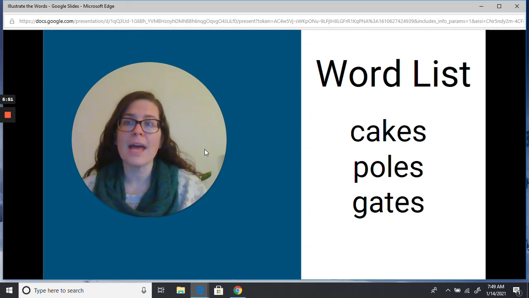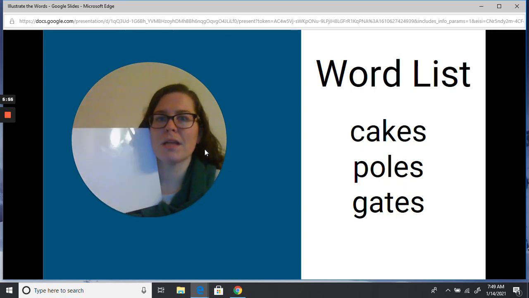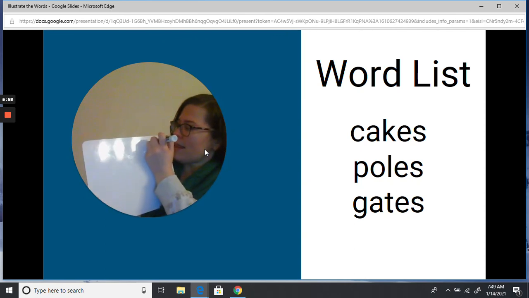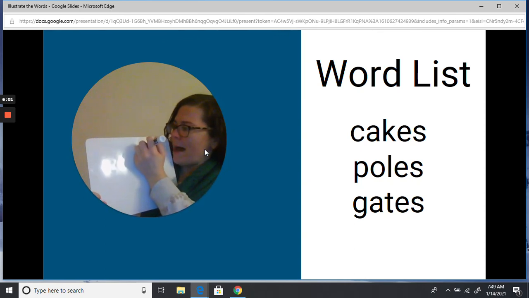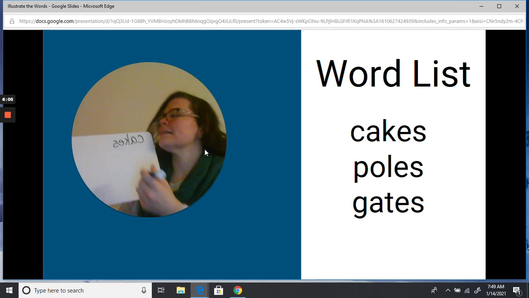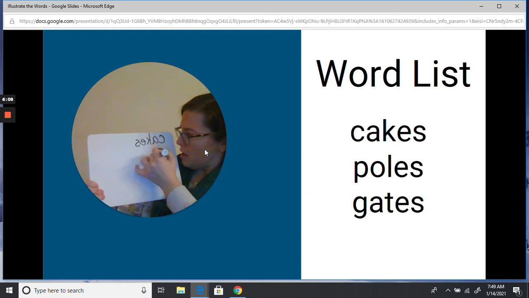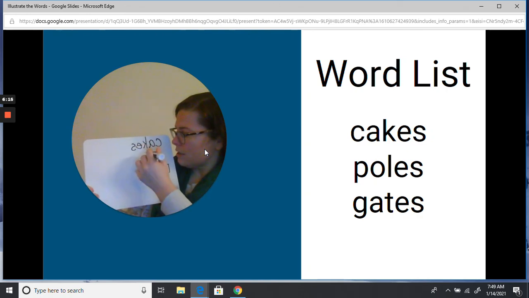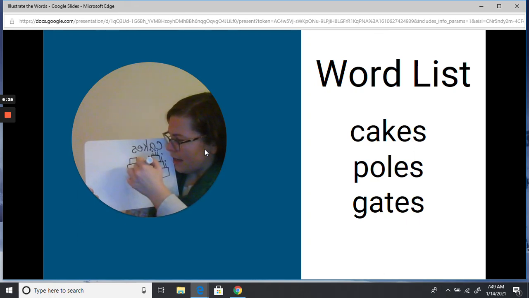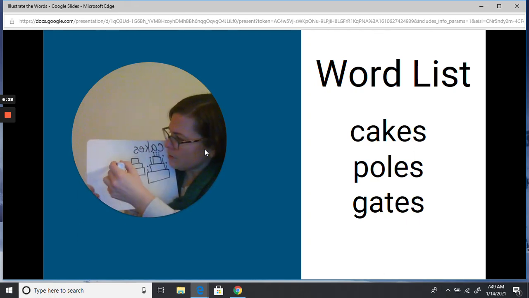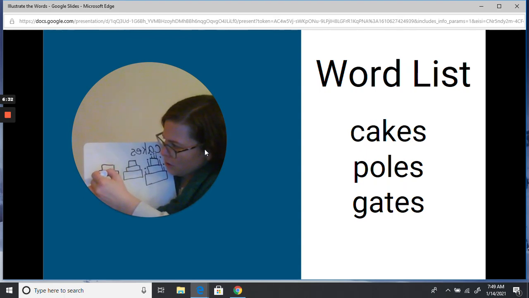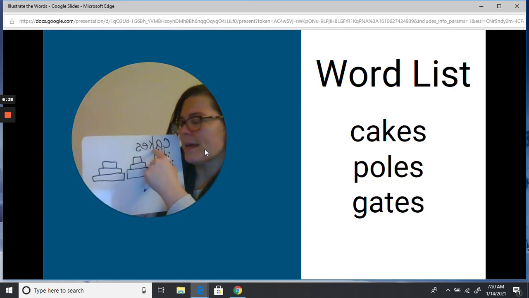I'm going to pick one word and illustrate it. So I'm going to pick the word cakes. I'm going to write the word, and I know it's going to be backwards to you guys. So I write the word cakes. I'm going to draw some cakes because there's an S at the end of the word cake. I know I have to draw more than one cake. So I'm going to draw three tiered cakes. I drew one, two, three cakes.